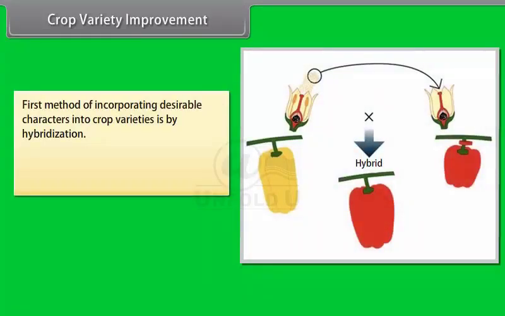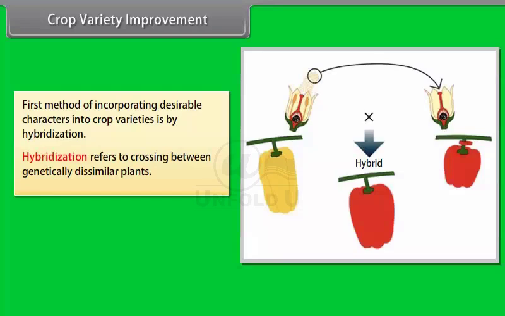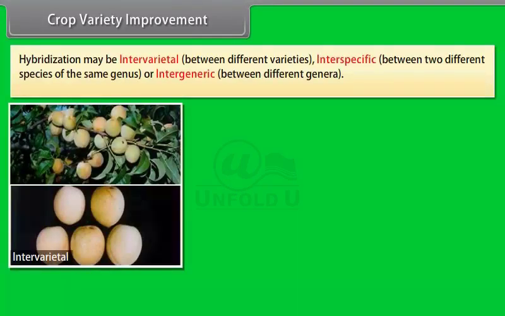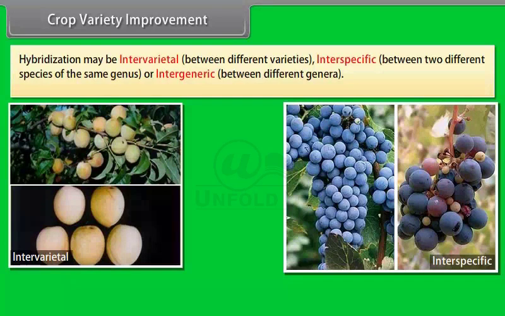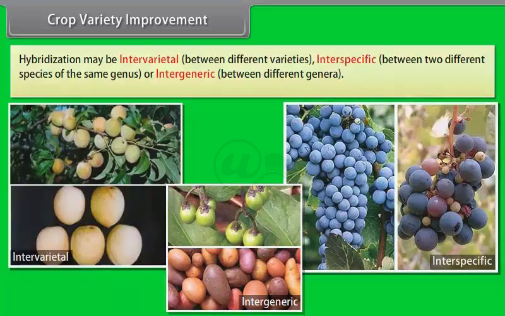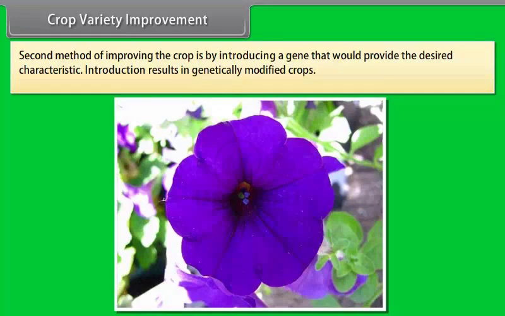First method of incorporating desirable characters into crop varieties is known by hybridization. Hybridization refers to crossing between genetically dissimilar plants. Hybridization may be intervarietal between different varieties, interspecific between 2 different species of the same genus, or intergeneric between different genera. Second method of improving the crop is by introducing a gene that would provide the desired characteristic. Introduction results in genetically modified crops.